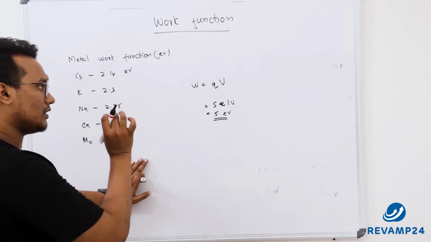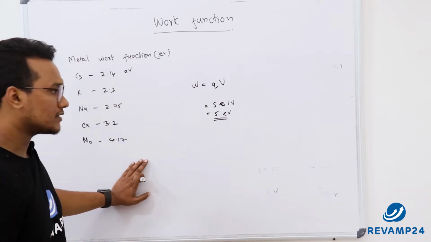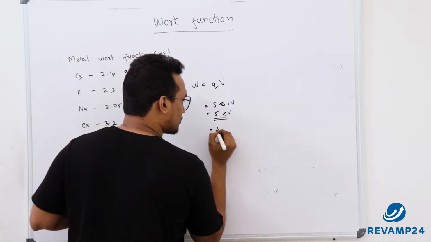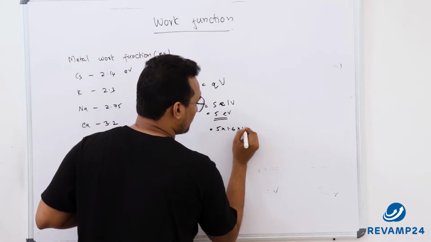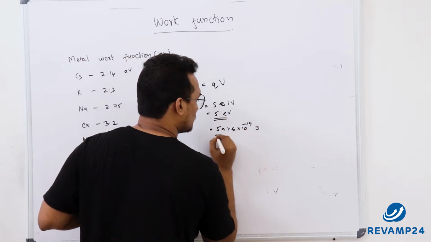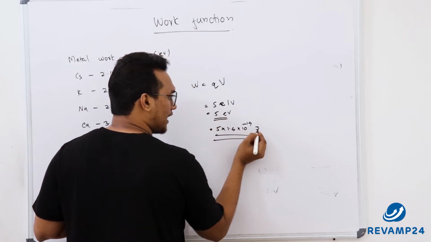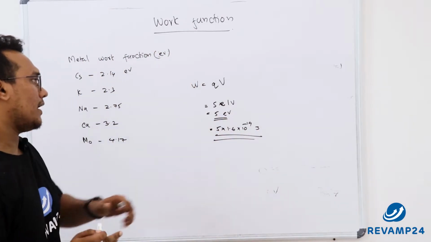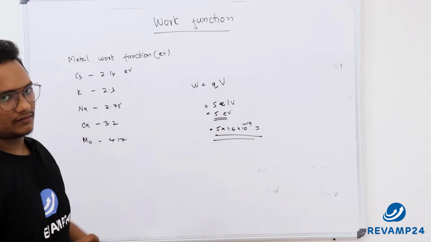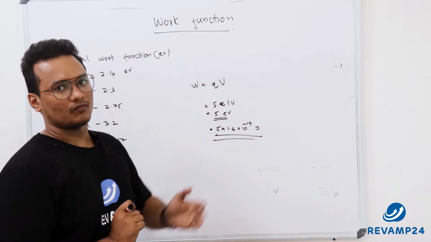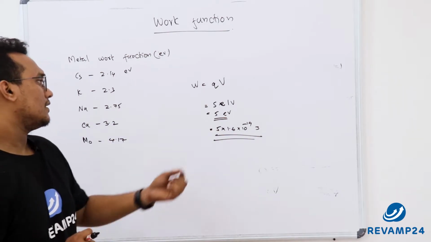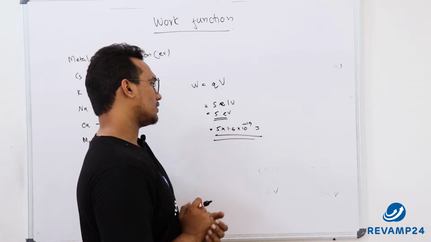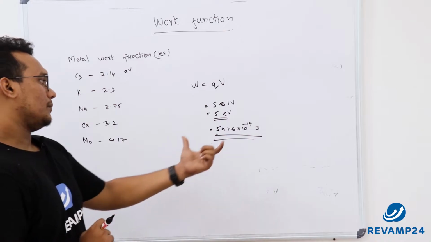Now, how to convert electron volt into joules? By substituting the value of e. What is e? 1.6 into 10 power minus 19. So electron volt can be converted into joule by just substituting the value of e and multiplying with the electron volt. The value of e is 1.6 into 10 power minus 19 coulombs, and when we substitute with this, we will get joules.